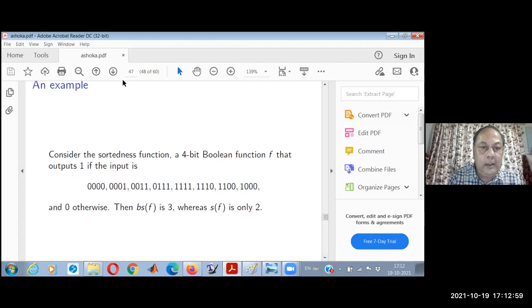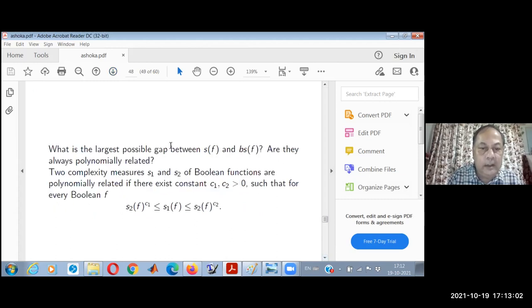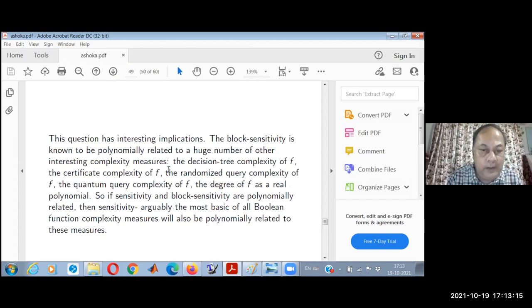Now, there are other kinds of sensitivity, and computer scientists have studied this. Two sensitivity measures are said to be equivalent. This is somewhat like norms. Two norms are equivalent if they satisfy an inequality like this. And there are many other sensitivities, a huge number of other complexity measures: decision tree complexity, certificate complexity, randomized query complexity, quantum query complexity, and so on. What has happened in the last 40 years or so is that block sensitivity was shown to be polynomially related to all these other measures in different papers, and there are lots of papers in this area.